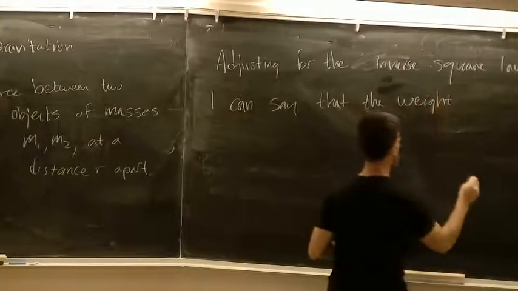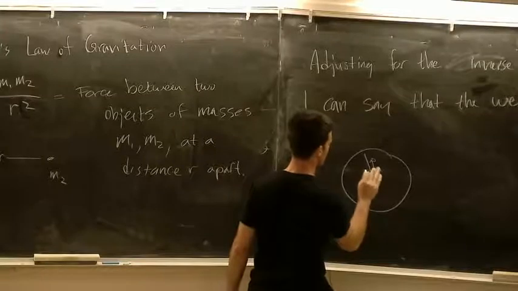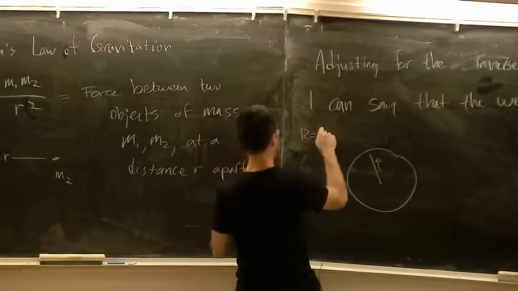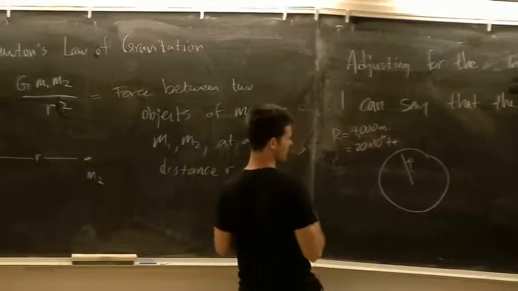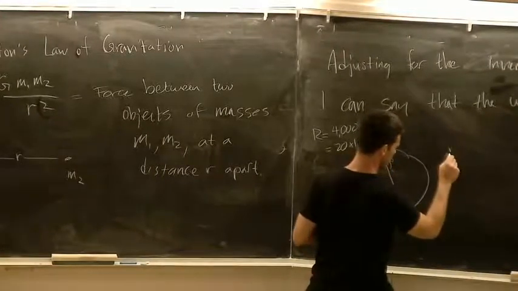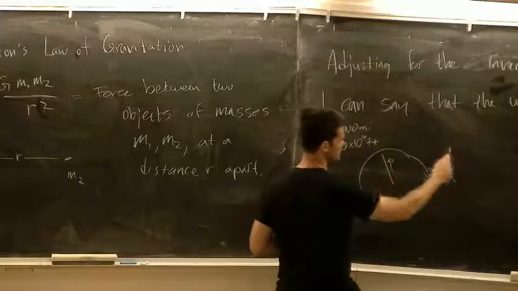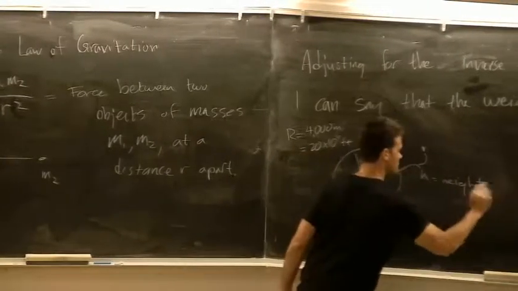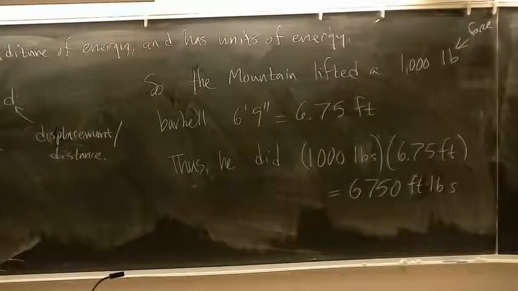So the weight, let's say here's the Earth. Let's say the radius of the Earth is R, where I told you R was 4,000 miles, or 20 times 10 to the sixth feet. That's the radius of the Earth. And let's say we're at a height H. So if the barbell is out here, and this is a height H above the surface, then your new weight is going to be 1,000 times R over R plus H, squared.